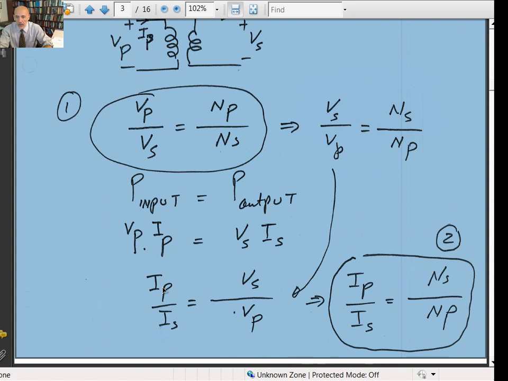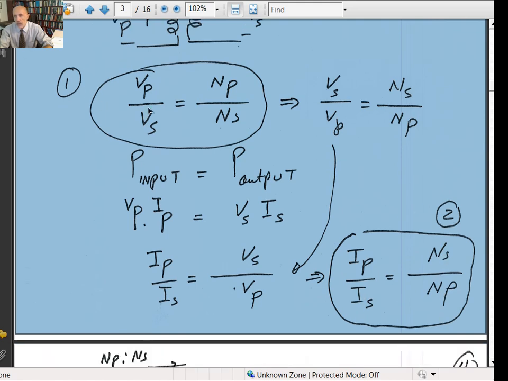Now from here you can see that I sub P or I of S has to be equal to V of S times V sub P. You can write this equation with a ratio, or you can say I sub P or I of S is equal to N of S or N sub P. Compare equation 1 and 2.